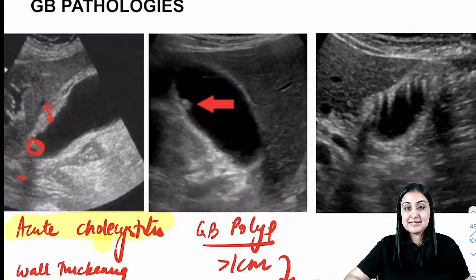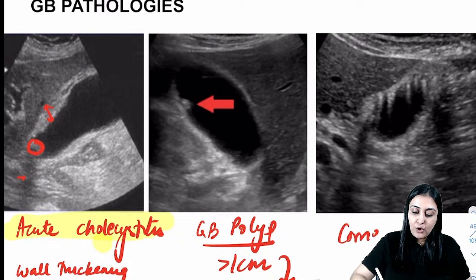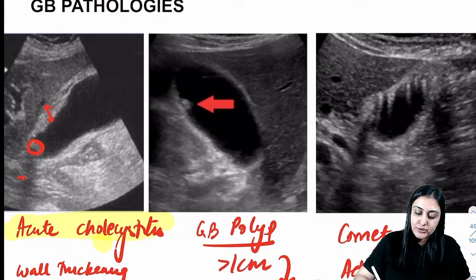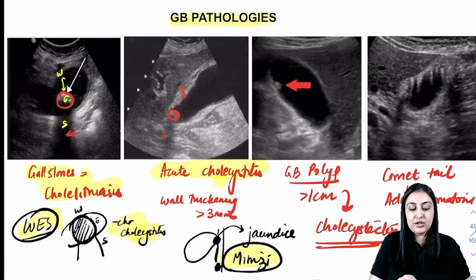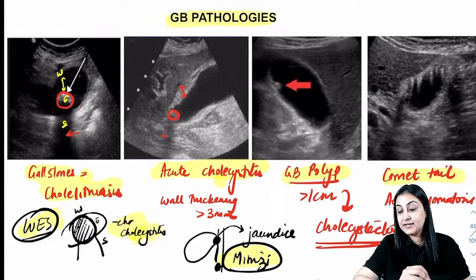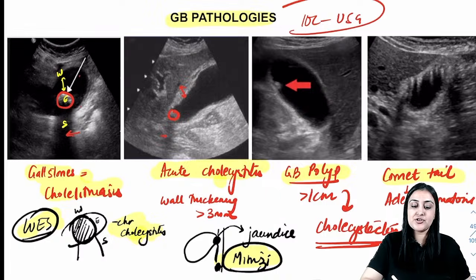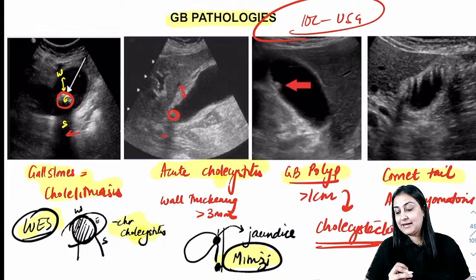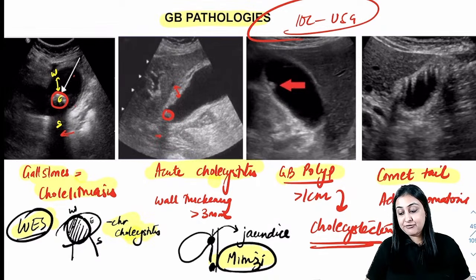And finally, when I see something like this, small shadows coming, this is called as comet tail sign, which is seen in adenomyomatosis, right? So this is comet tail sign of adenomyomatosis. So these are all your gallbladder pathologies, and what thumb rule comes to light, that for anything gallbladder, our investigation of choice is going to be ultrasound, right? So for anything gallbladder, we follow ultrasound. Okay, is this clear, everybody?